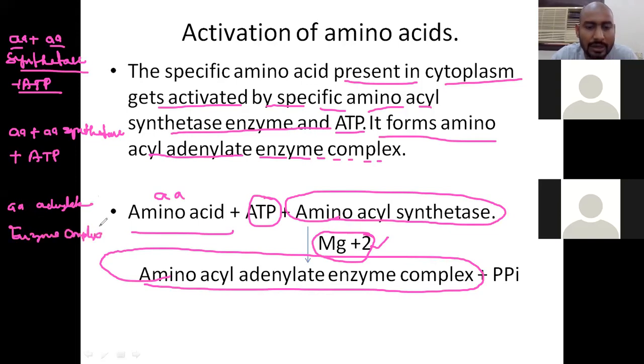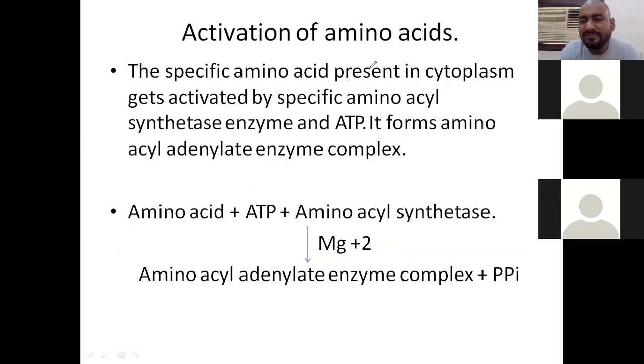Adenylate means the ATP molecule gets added, so that's why it is adenylated. They have mentioned here the adenylated enzyme complex. So these are the first steps. Activation of the amino acid takes place in this way. Clear? I think clear. Is it fine, Gauri? Yes, sir.